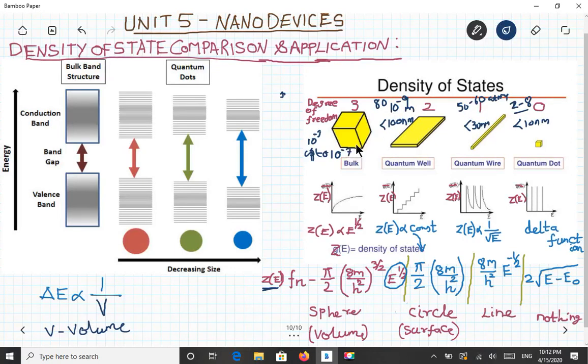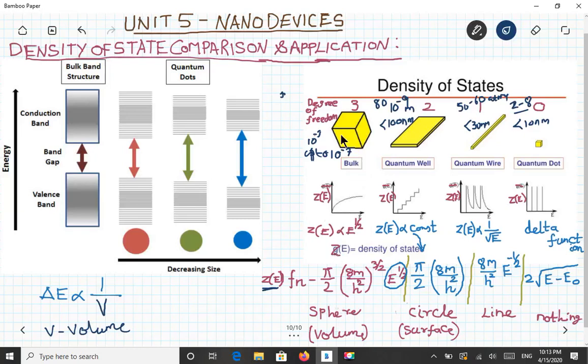While coming to the bulk material, you all know the density of states. This is the density of states function, which is proportional to root of E, that is E power half. That is, when the energy increases, the density of states will also increase, but in a square root curve. So what is density of states? Number of available energy states for electrons to occupy per unit volume of the material. That's the definition for density of states.